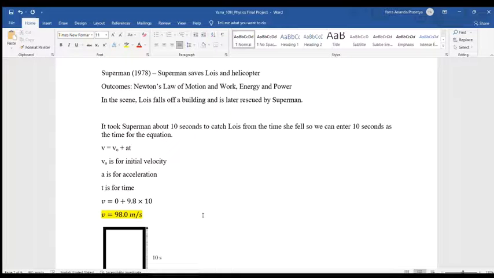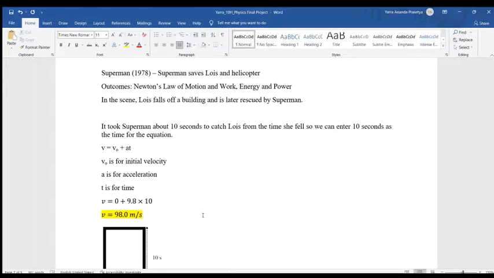Okay, so this scene covers two outcomes: Newton's laws of motion and work, energy, and power. So in the scene, Lois falls off a building and is later rescued by Superman, right? We already know that. And it took roughly 10 seconds for Superman to catch Lois from the time she fell. So we already know the time.